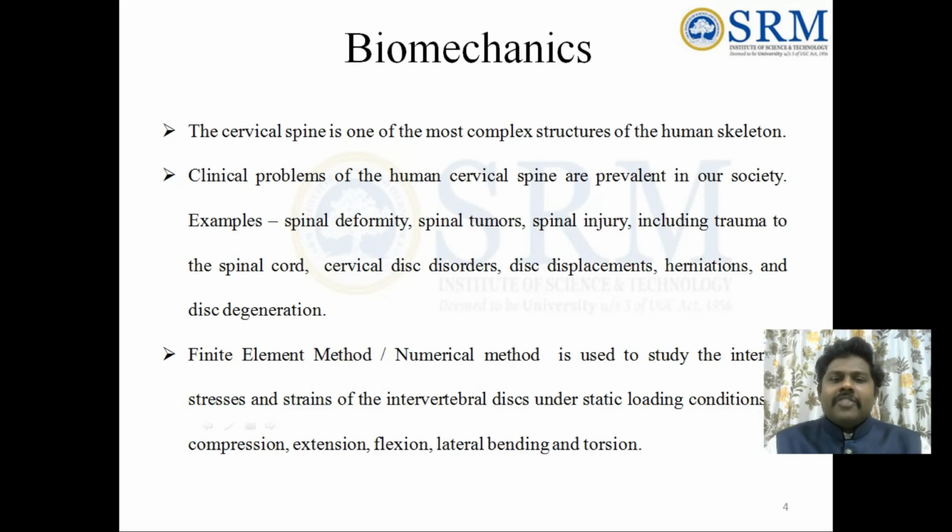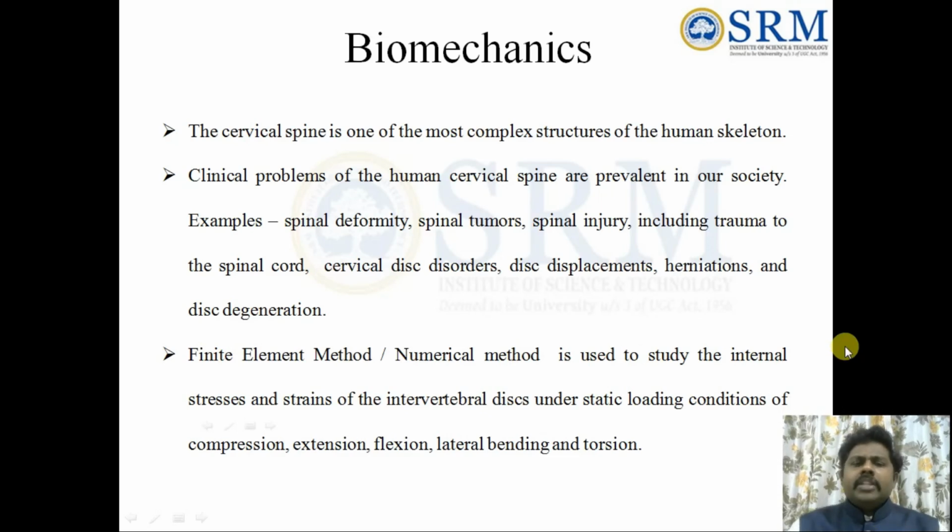And after that, the finite element method is the technique. For example, in order to study these problems, we are using the finite element method as a tool to find out the internal stress and strain in our body.